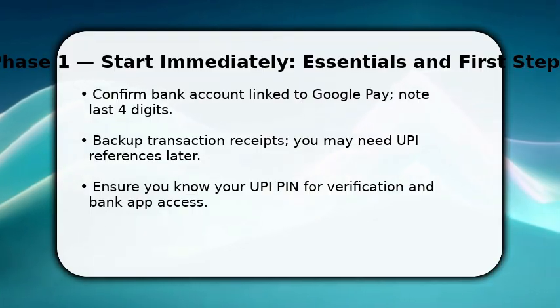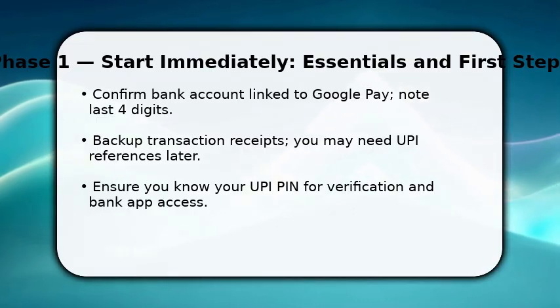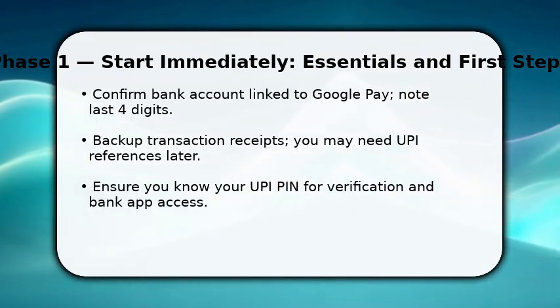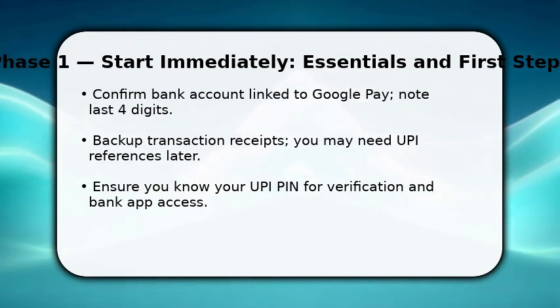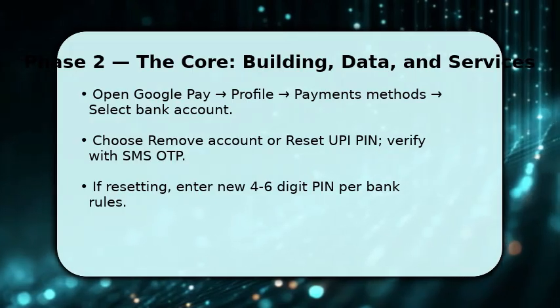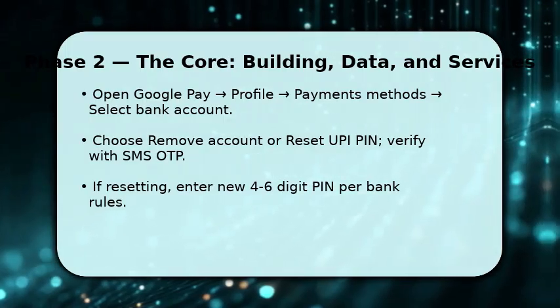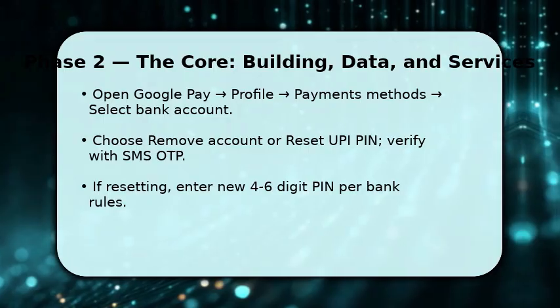remove access. Now, open Google Pay, tap your profile, and head straight to bank accounts to start the unlink or change process. Next, select the bank account you want to remove. Tap Payments Methods and choose that account. If you pick Remove Account, Google Pay will ask for SMS OTP verification to confirm it's you. Enter the OTP and finalize unlinking.